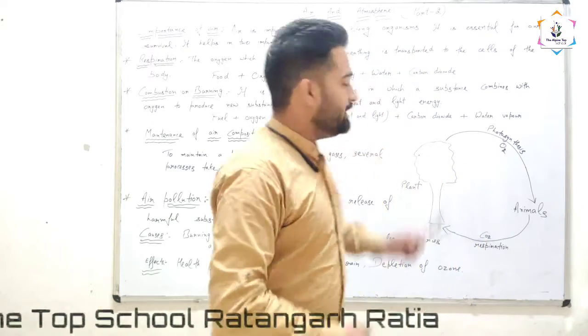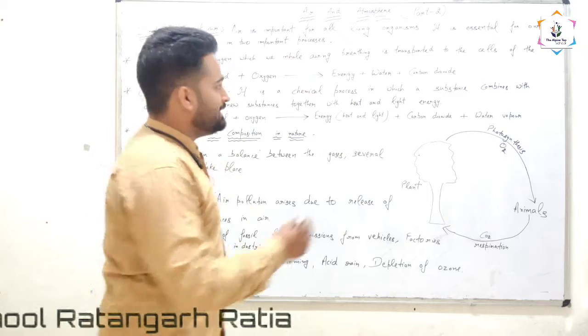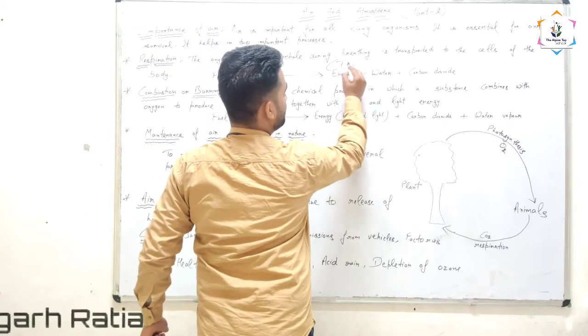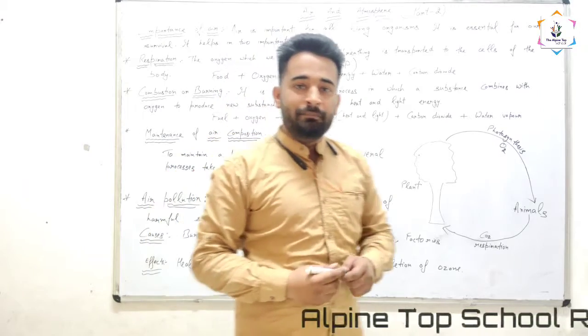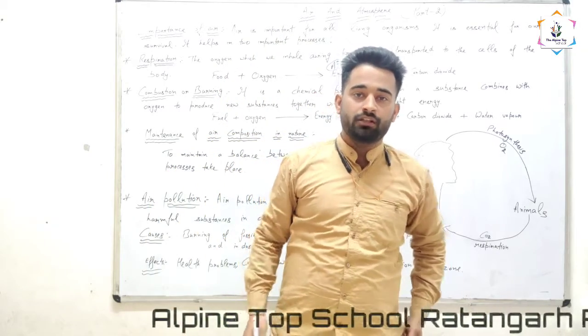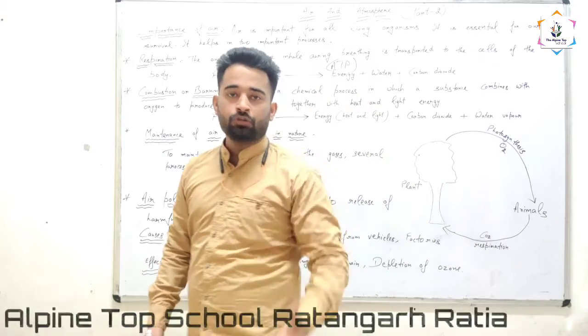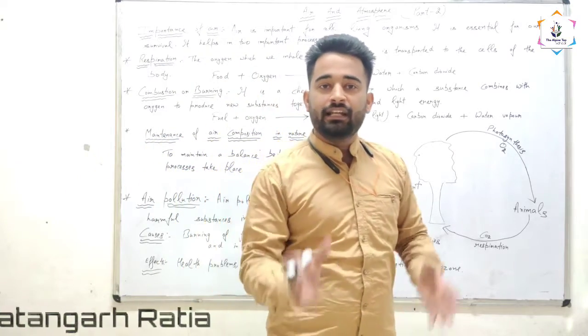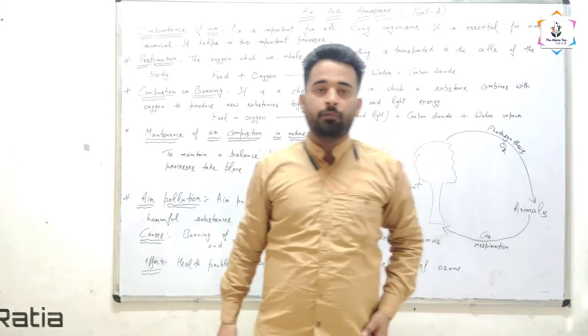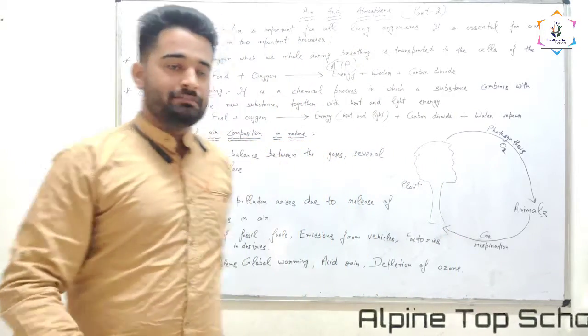These two are the waste materials and one is a useful thing, and this energy is stored in our body in the form of ATP. What is ATP? ATP is the energy currency of the body, or you can say the energy storehouse of our body. What is the full form of ATP? Adenosine triphosphate. This is about respiration.